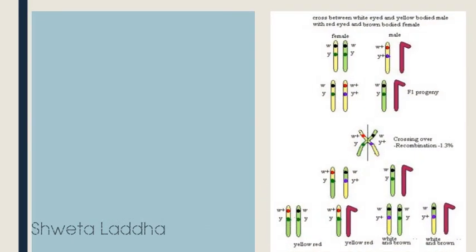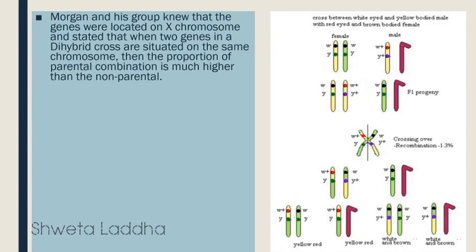This is a second picture of the same experiment: same female Drosophila, X chromosome, same linked genes. This is the male, which is of course the dominant male having the red eye and the brown body. This is the Y chromosome, X chromosome. We are talking only about the genes which are located on the X chromosome. If crossing over takes place, then the chance of recombination is just 1.3%.